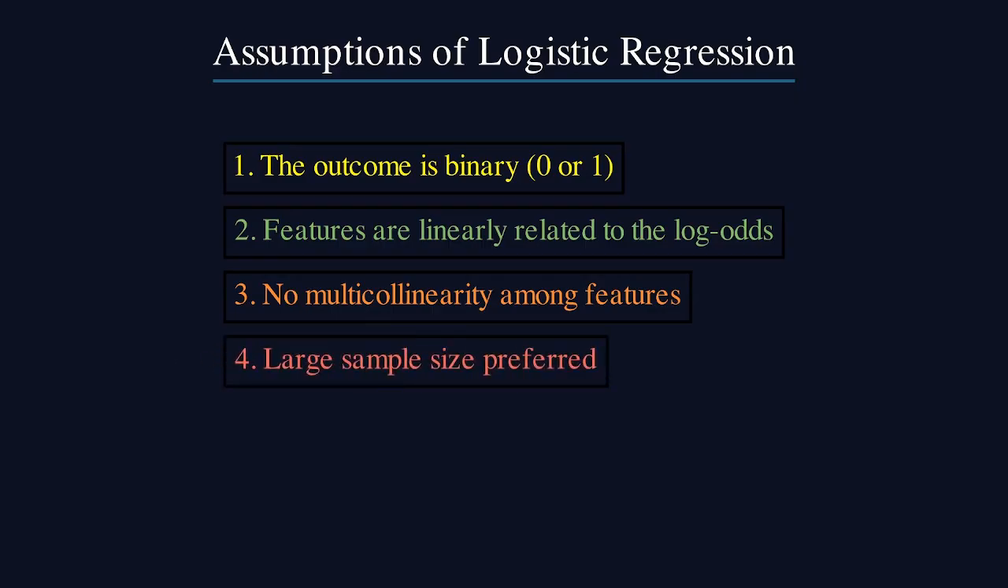The fourth one is that a large sample size is preferred. This is common among many algorithms. The larger the sample size, the better the output of the algorithm.